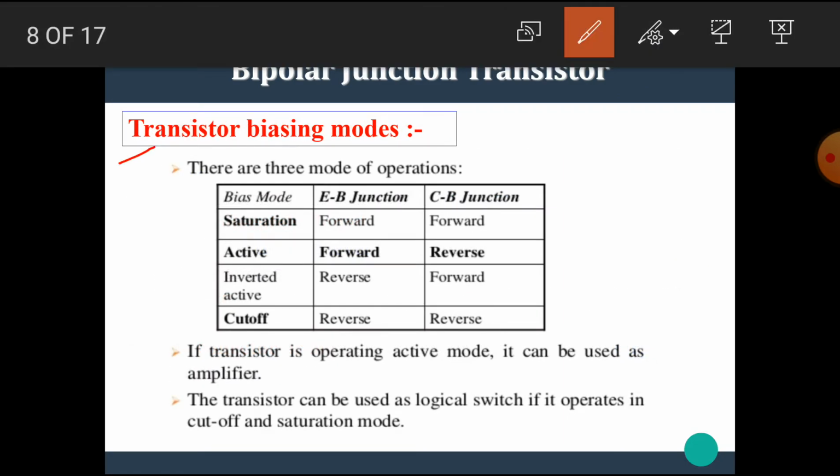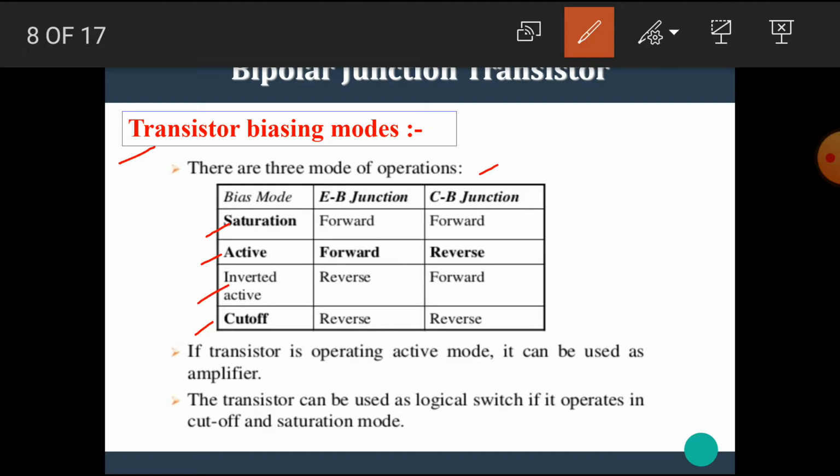The transistor biasing modes, that means how we can apply a supply to the BJT. There are mainly three operating modes or biasing modes of the transistor: saturation mode, active mode, and cutoff mode. Okay, here is one another mode given: inverted active.